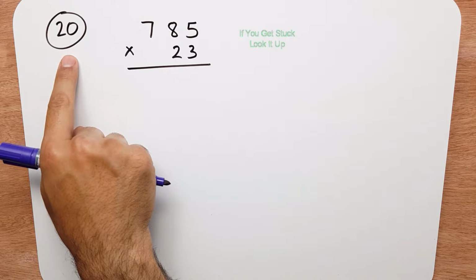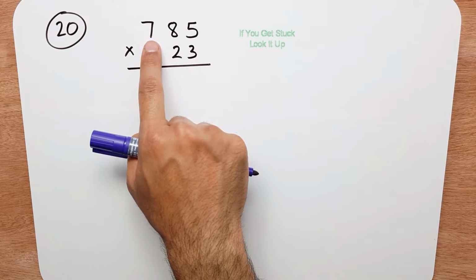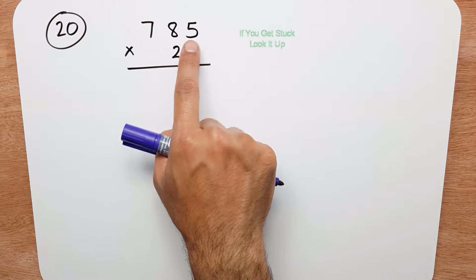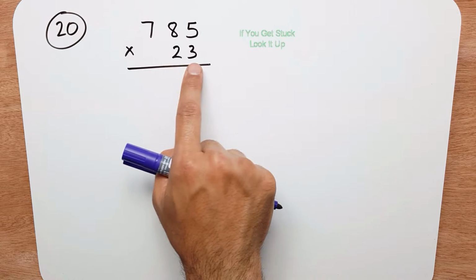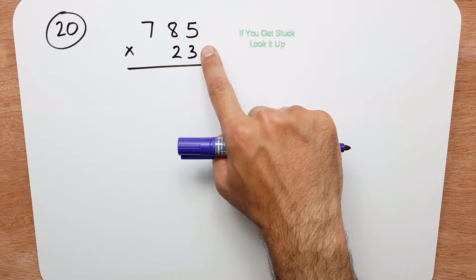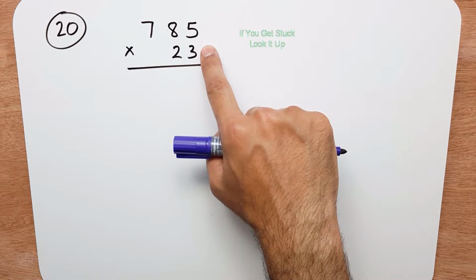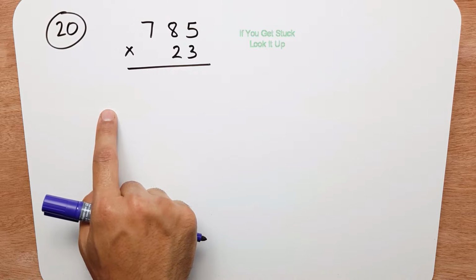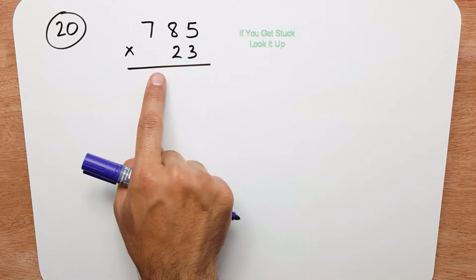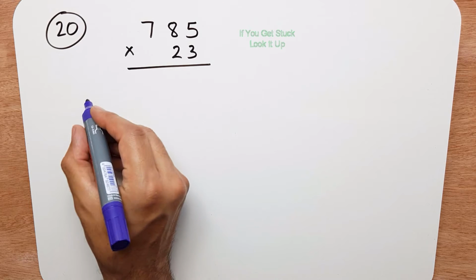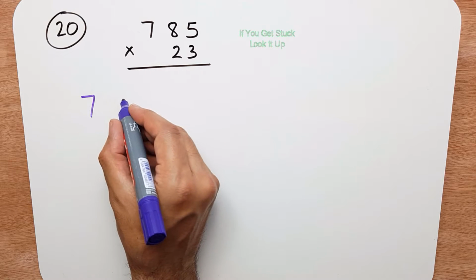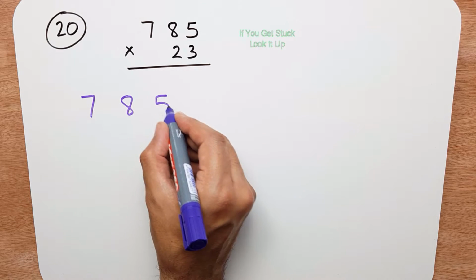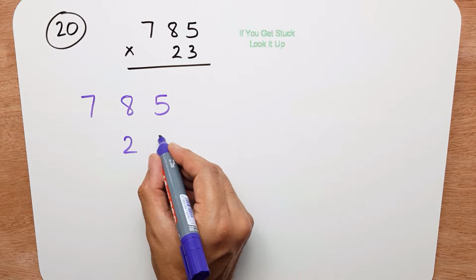In question 20, we have 785 times 23. So that's a 3-digit number and that's a 2-digit number. So what I'm going to do is do it both ways, the traditional column multiplication and the grid method. So let me write that here with a bit more space. So 785 times 23.